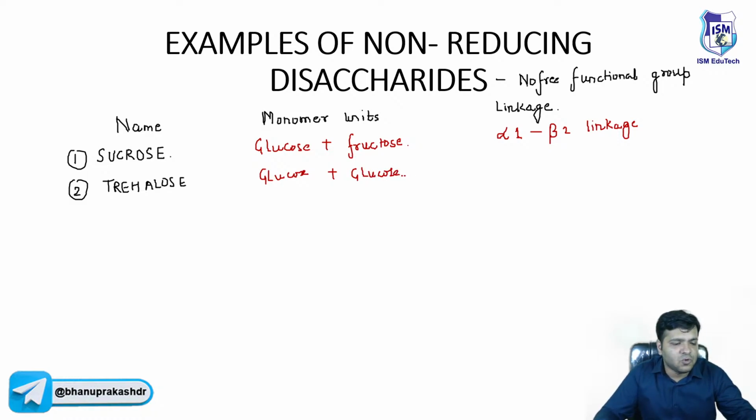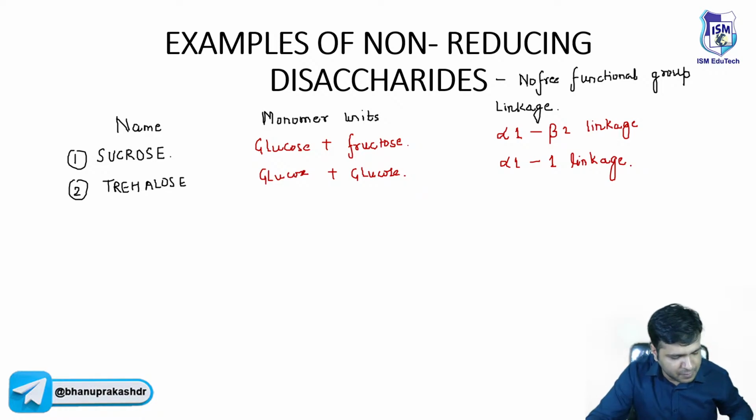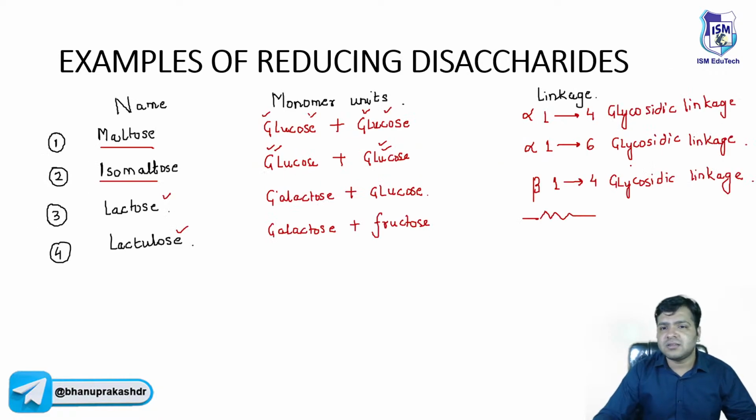Now, beta, what is the difference? Maltose is also made from glucose and glucose, isomaltose too. What is so specific about trehalose? Remember, it has an alpha 1 to 1 linkage. Yes, very good. It is the linkage part that is specific: the first carbon of glucose will be linked to the first carbon of another glucose, right?